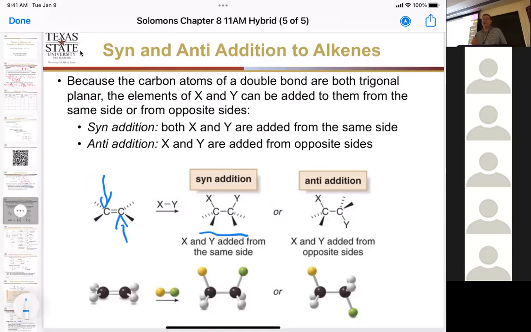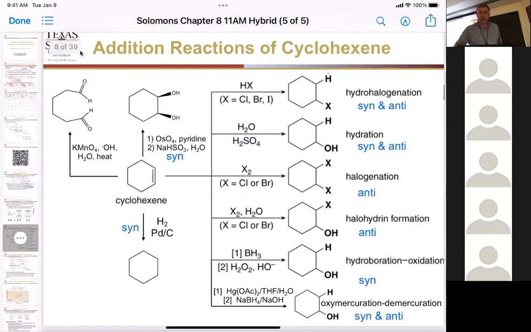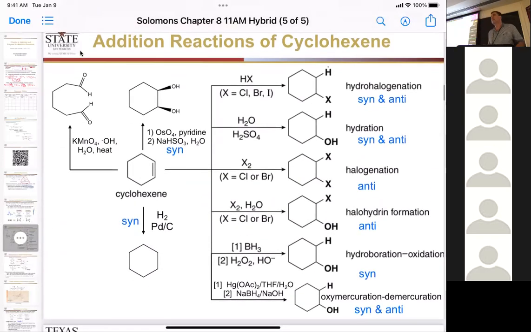Okay, and we call that anti-addition. Now notice that's going to give a different product because of where your 2 groups were here. So it's regioselective. We have to play with it and make sure you understand which side is adding where. And we have a few rules for that, and we're going to go through all of those rules. Okay, questions?